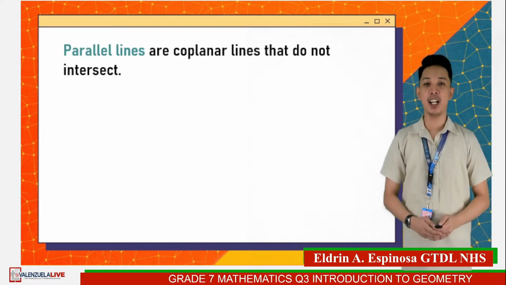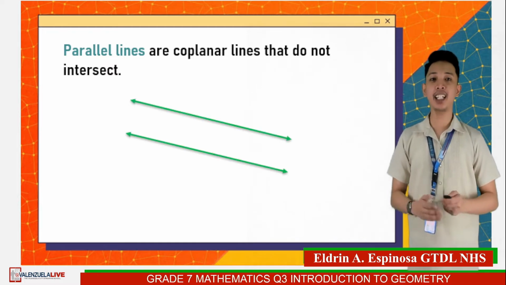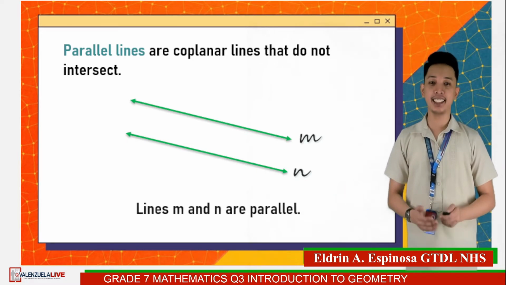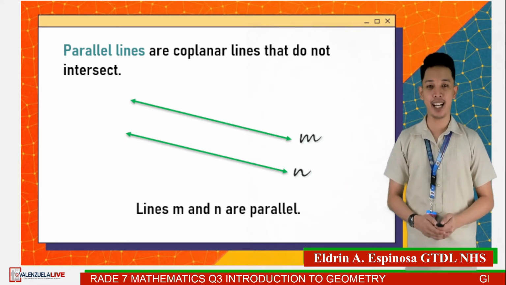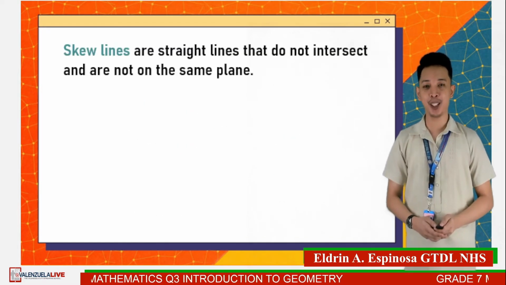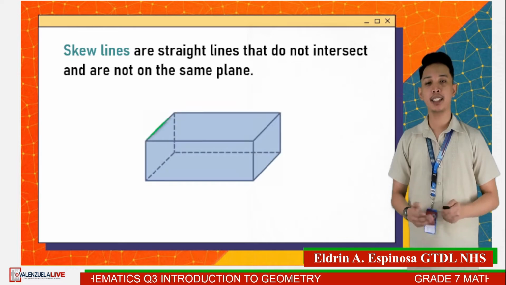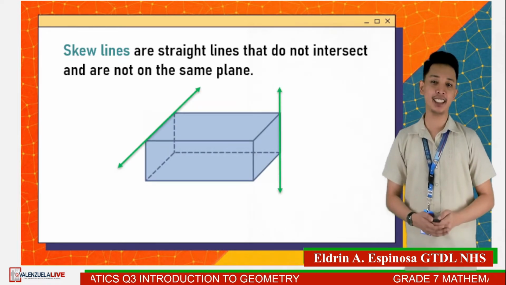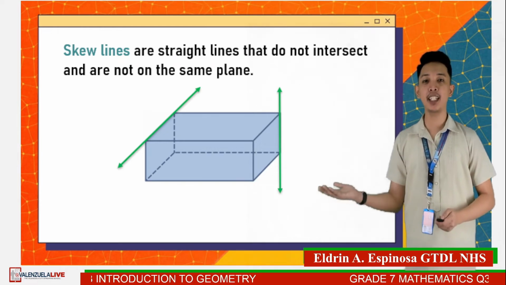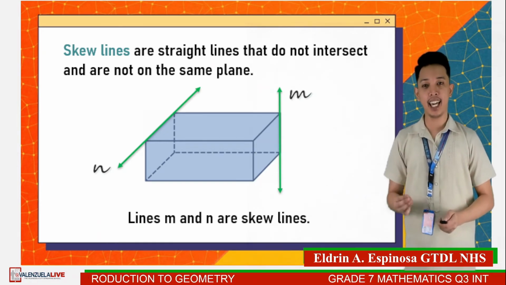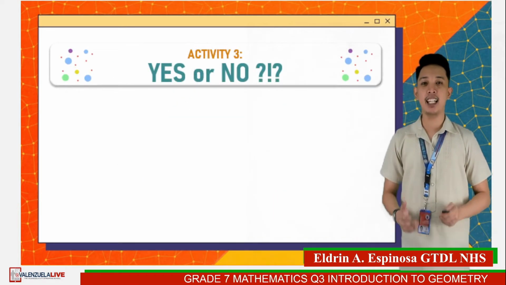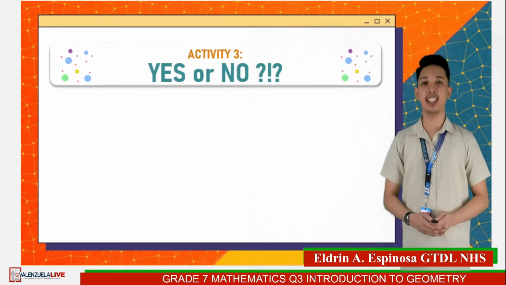Parallel lines. Parallel lines are coplanar lines that do not intersect. In this figure, lines M and N are parallel lines. Skew lines. Skew lines are straight lines that do not intersect and are not on the same plane. In this figure, lines M and N are skew lines. Let us now proceed to the next activity.